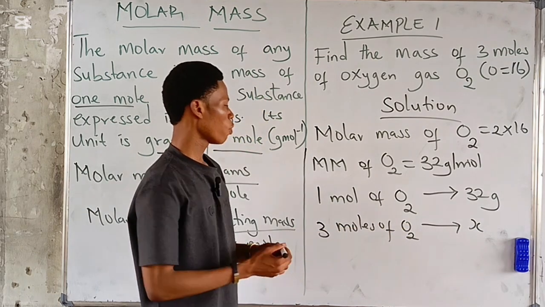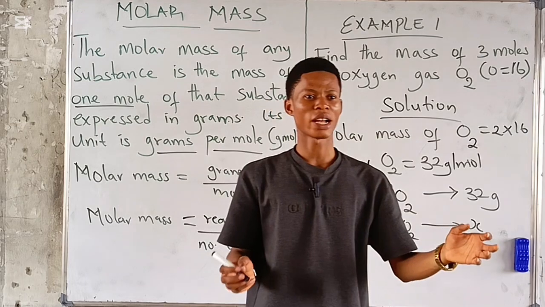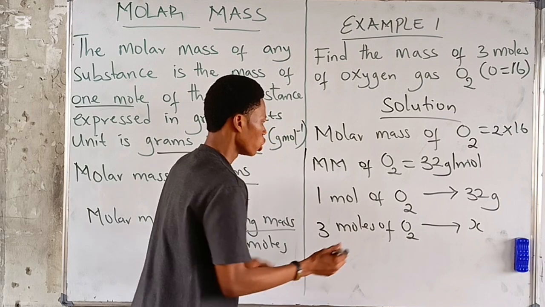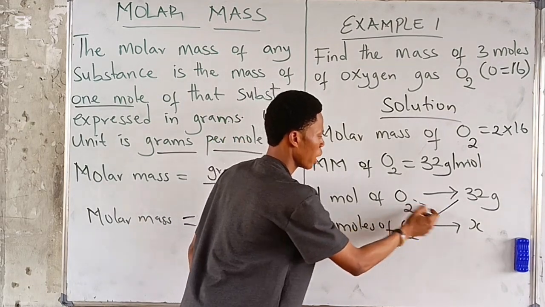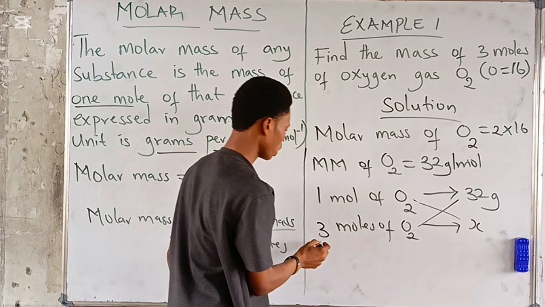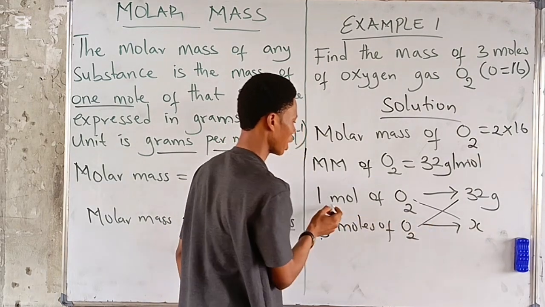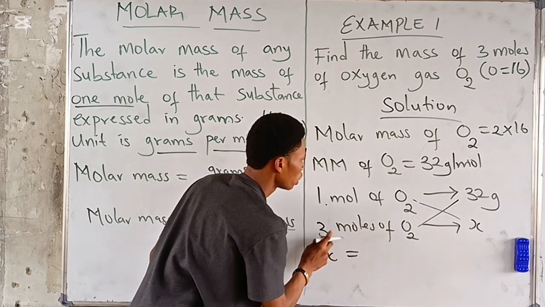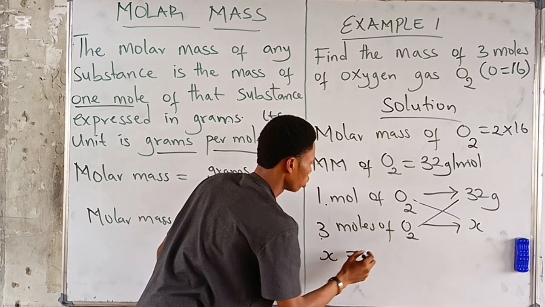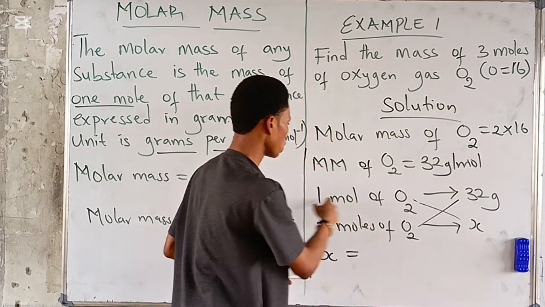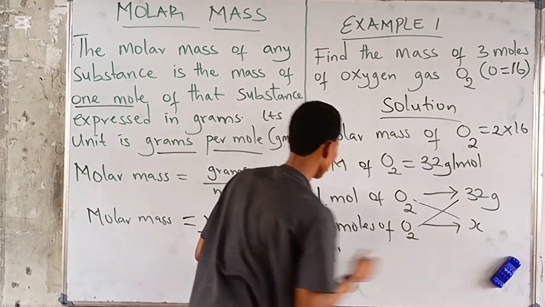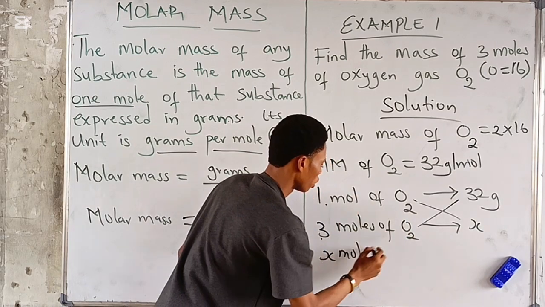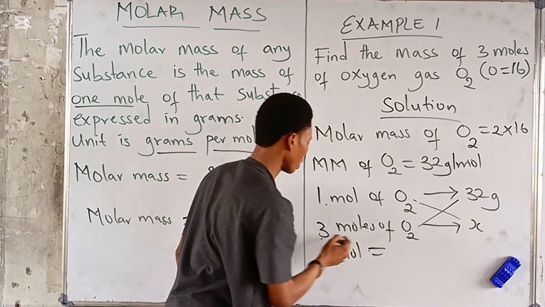It's just like this type of question: if 10 naira can buy 5 biscuits, how many can 100 naira buy? It's just the relationship. So at this point, you can cross multiply. We'll have 32 times 3 equal to X times 1. Remember this one is in mole, so X times 1 mole gives us X mole, equal to 32 times 3, which gives us what?